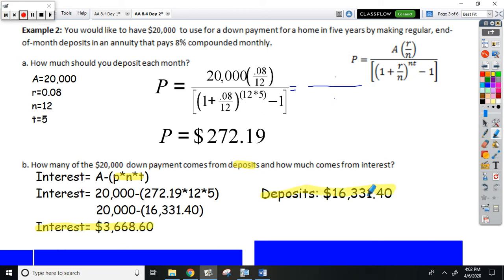So notice the interest is a lot less than the deposits, and that's because we were only doing this over a 5-year span. The more time that you let an annuity take on, the higher interest you will accrue.